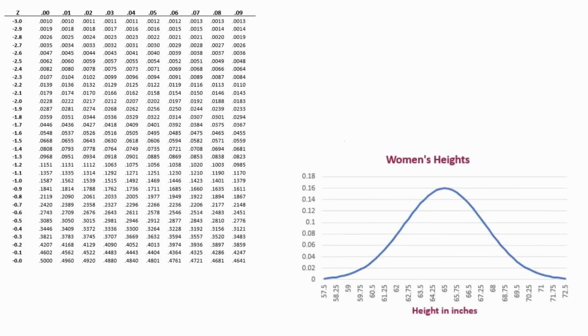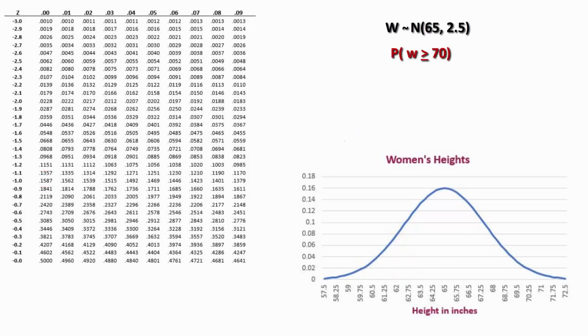Suppose we are again considering heights of women, with a mean of 65 inches and a standard deviation of 2.5 inches. If we convert the height of 62.5 inches to a z-score, the z-score must be -1 since 62.5 inches is exactly one standard deviation below the mean of 65. Looking at the standardized z-table, we can conclude that 0.1587 of women have heights below 62.5 inches.